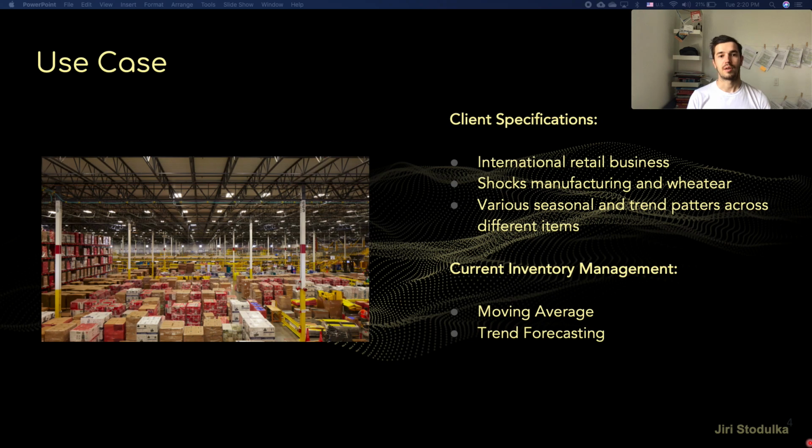The client of this project comes from the retail industry, and he is an international retailer. The items in the inventory experience various seasonal and trend patterns across different products and segments. So some generalization wasn't possible. At the time of the project, the client was only using simple moving average for forecasting and other business intelligence tools.